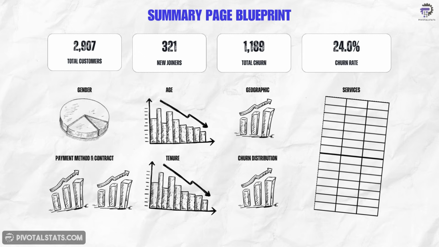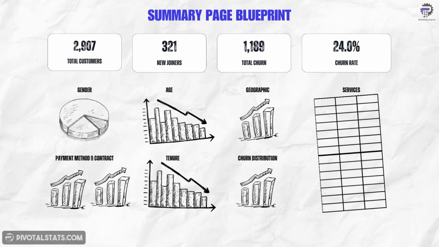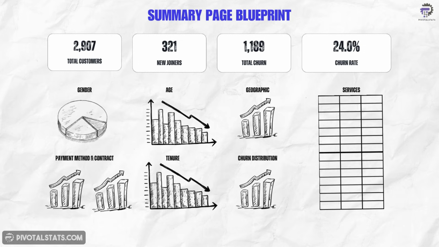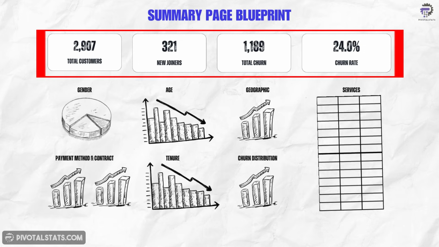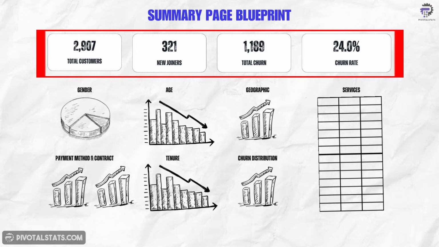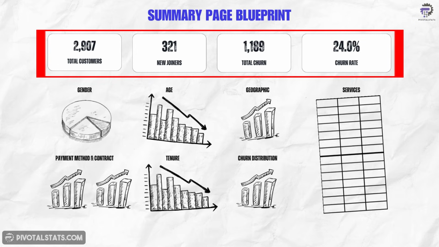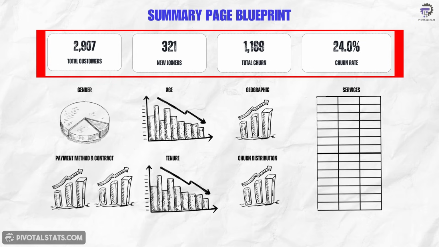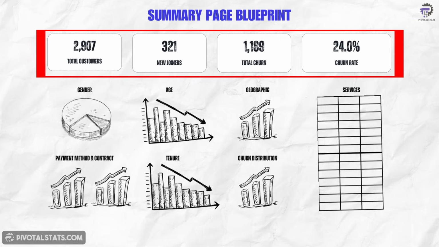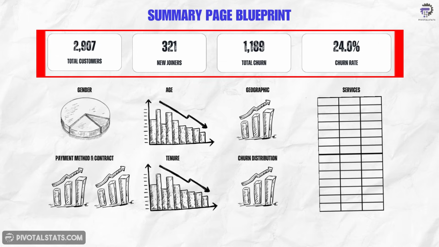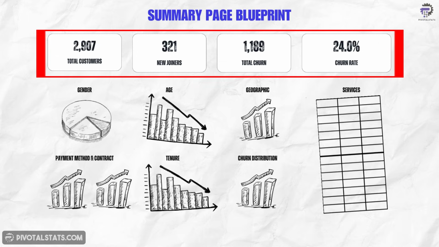So as per the agenda, we have to cover a couple of broader categories of metrics. One would be an overall level of numbers, like for example, total number of customers that we have, total number of joiners that we have, and then total number of churn, which is there in the data. And finally, churn rate, which is nothing but total churn divided by total customers.